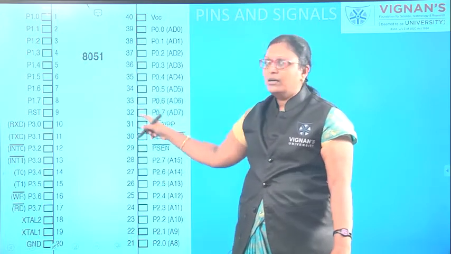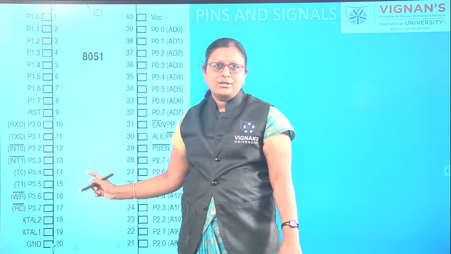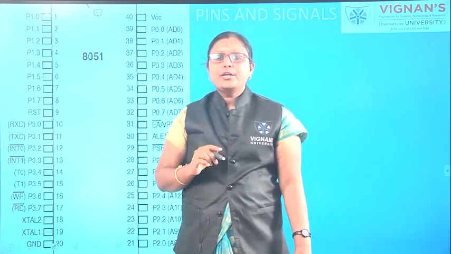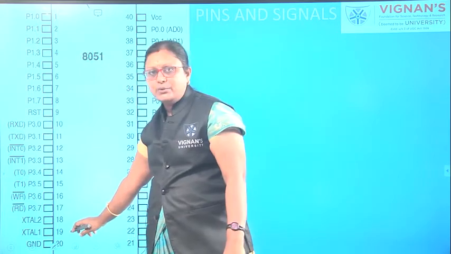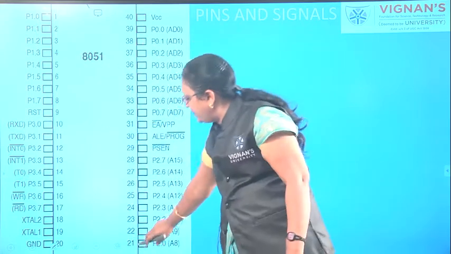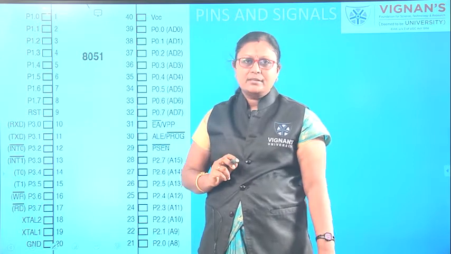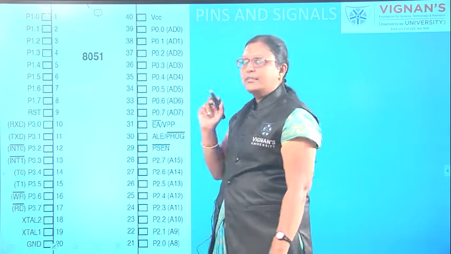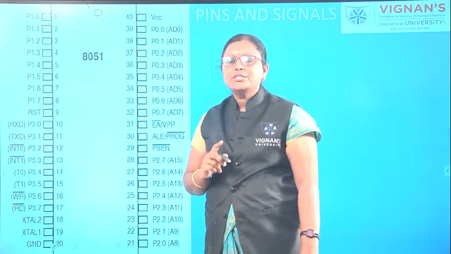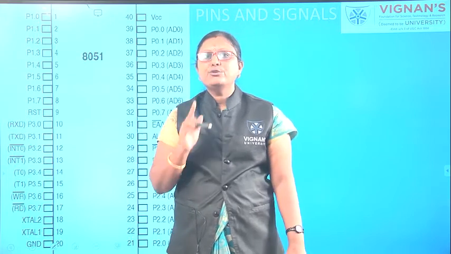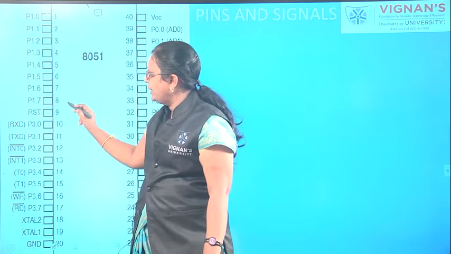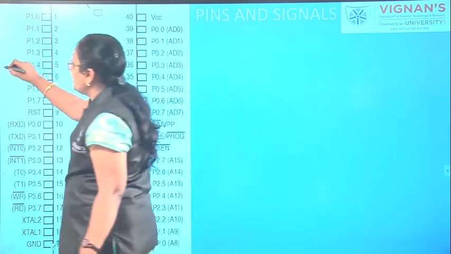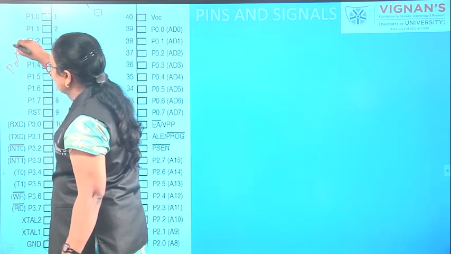We have 40 pins actually for the 8051. Those 40 pins have been divided into 2 sections, pin number 1 to 20 at one side and pin number 21 to 40 at the other side. Okay, I told you that the 32-bit bidirectional IO ports will be divided into 4 8-bit ports, right? It is given by pin number 1 to 8 as port 1. So this part is port 1.